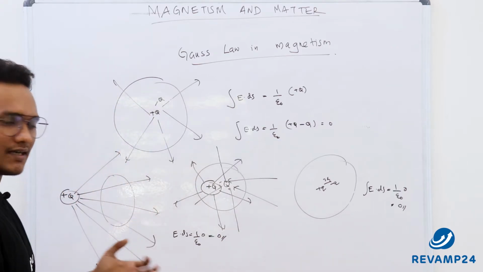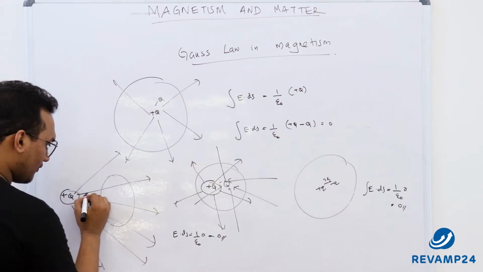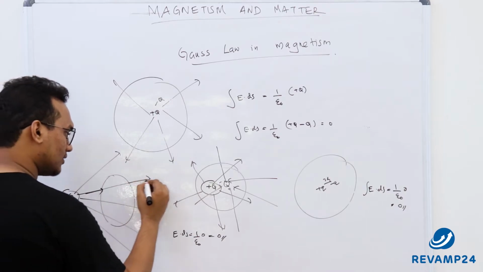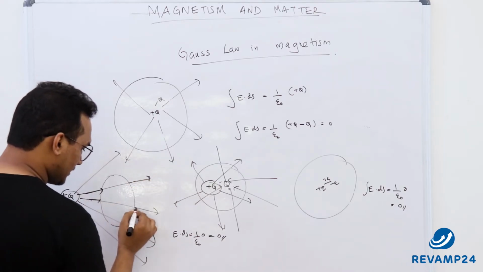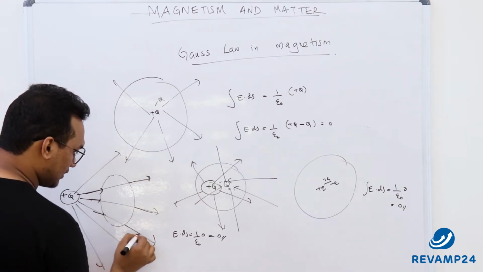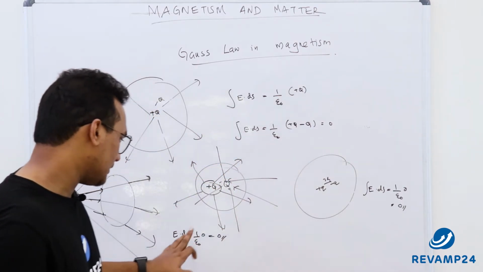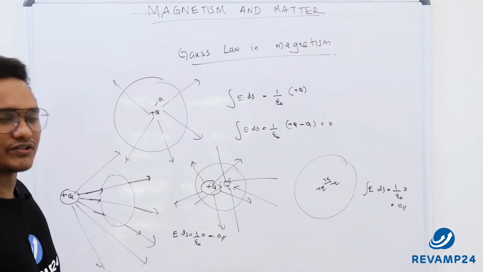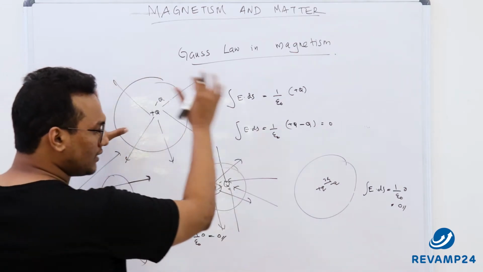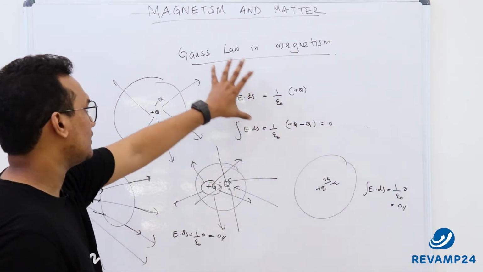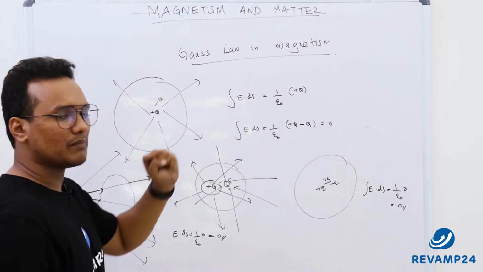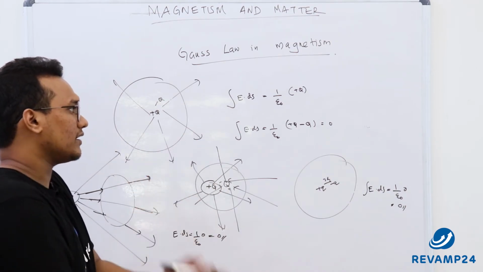Now, what is the reason? Here, see, one field line enters, that goes out. One enters, that goes out. One enters, that goes out. So whatever is coming inward is going outward, making the net electric flux equal to 0. So if you know all these concepts, then getting the equation for Gauss's theorem in magnetism is very, very easy.